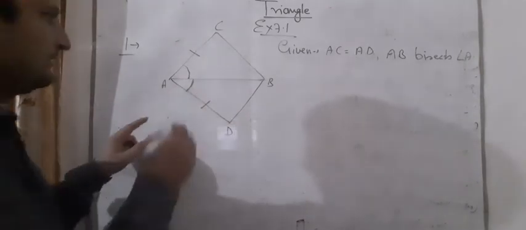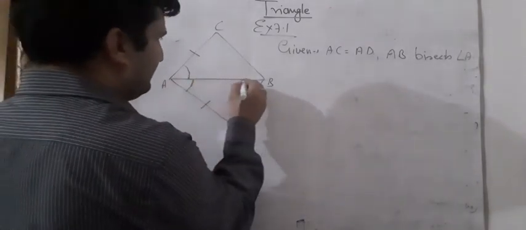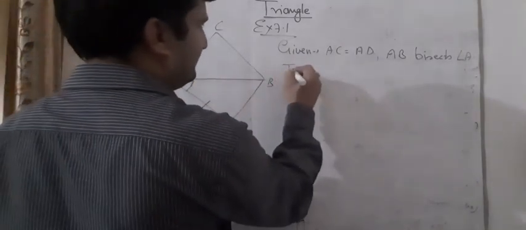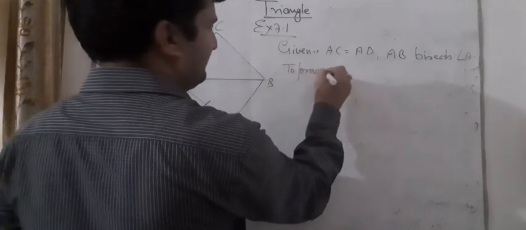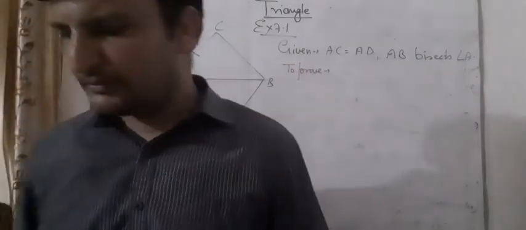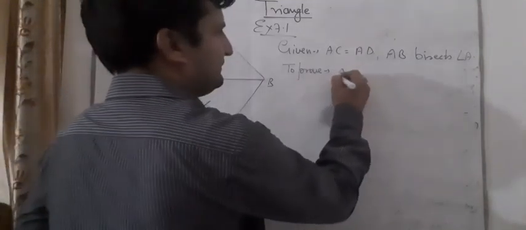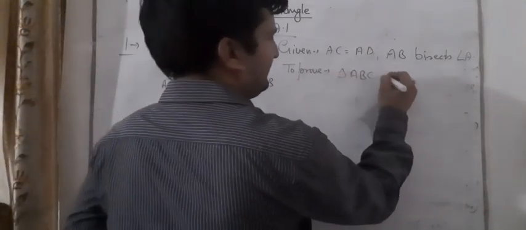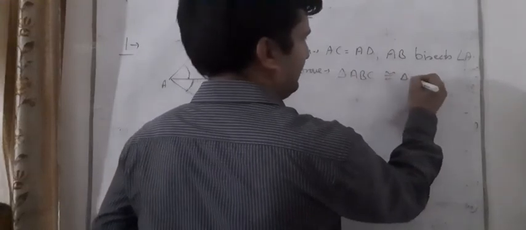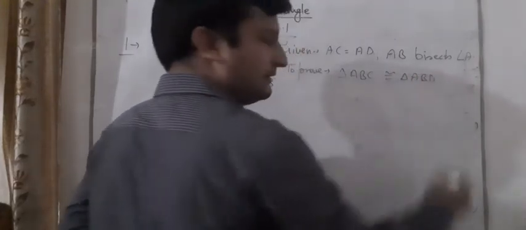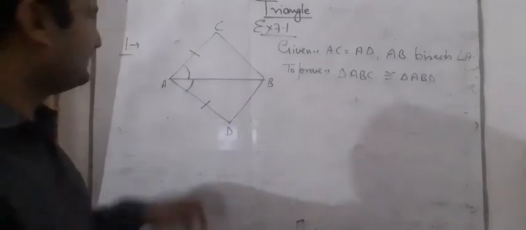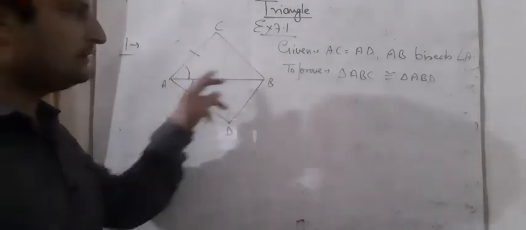इट इज गिवन दैट. नाउ स्टूडेंट, व्हाट वी हैव टू प्रूव? वी हैव टू प्रूव दैट, students, triangle ABC is congruent to triangle ABD. So students, we have to prove that triangle ABC is congruent to ABD.